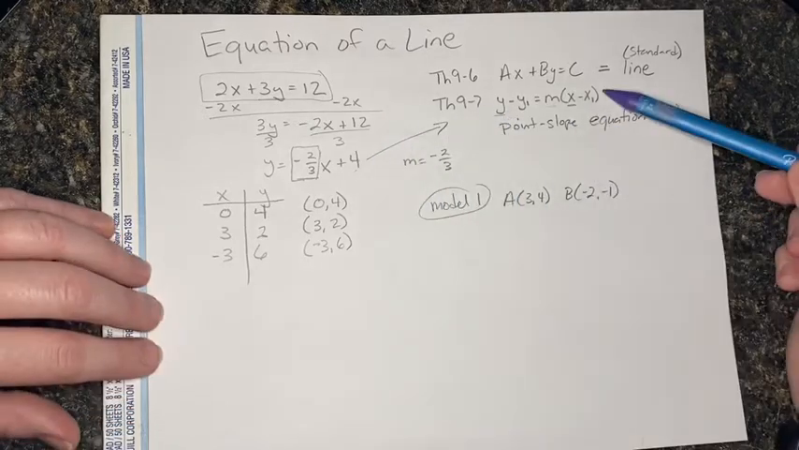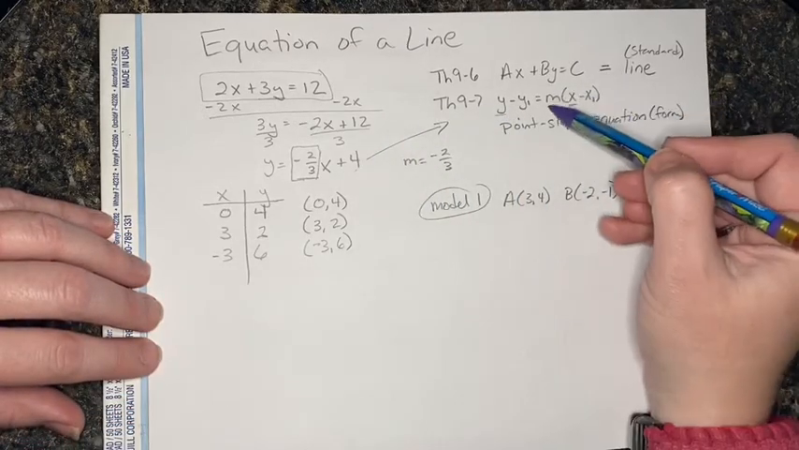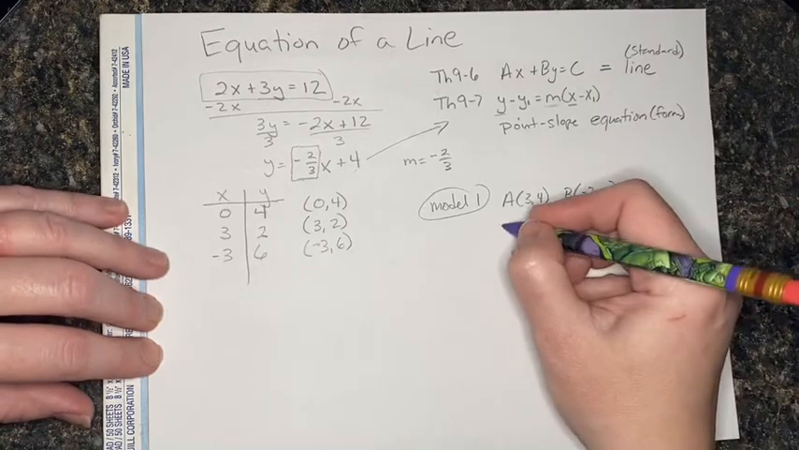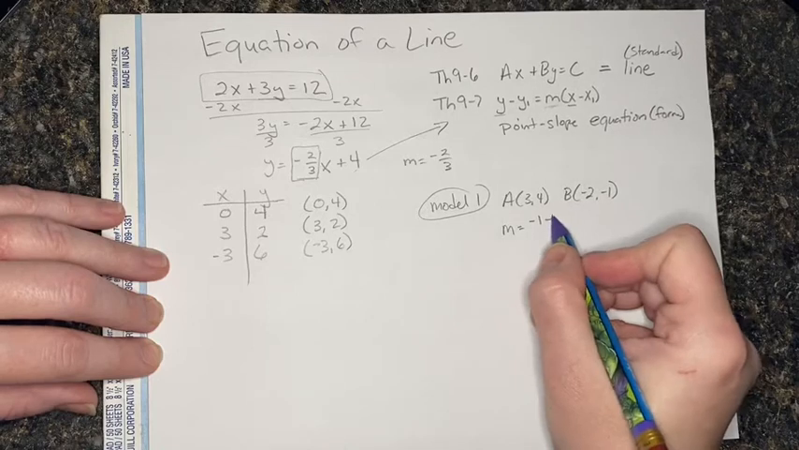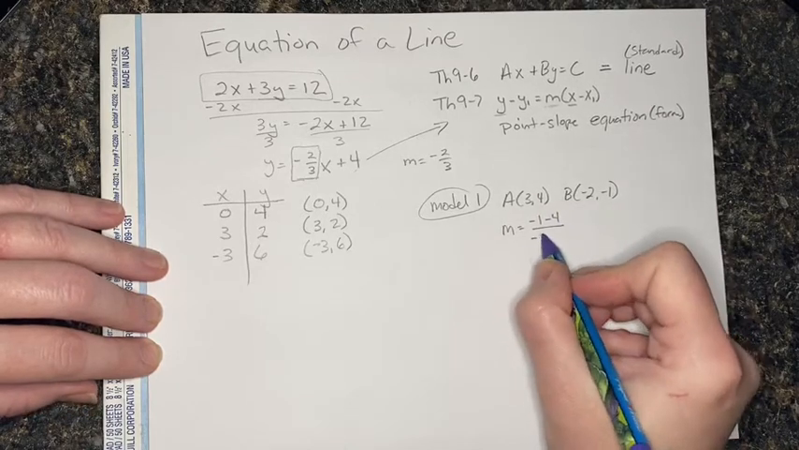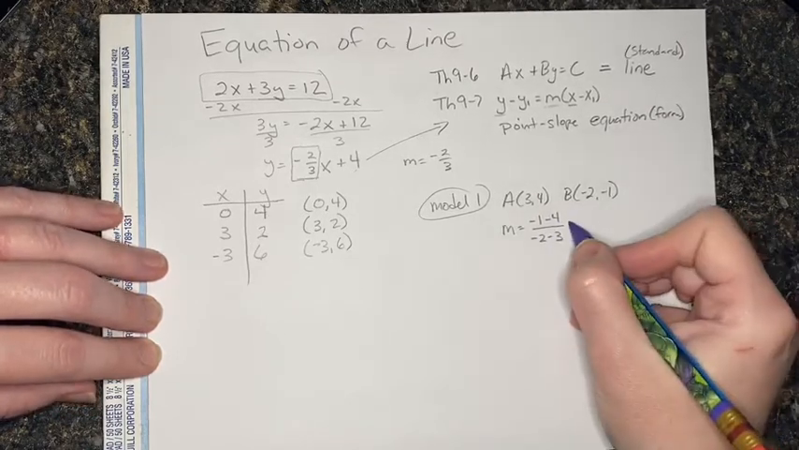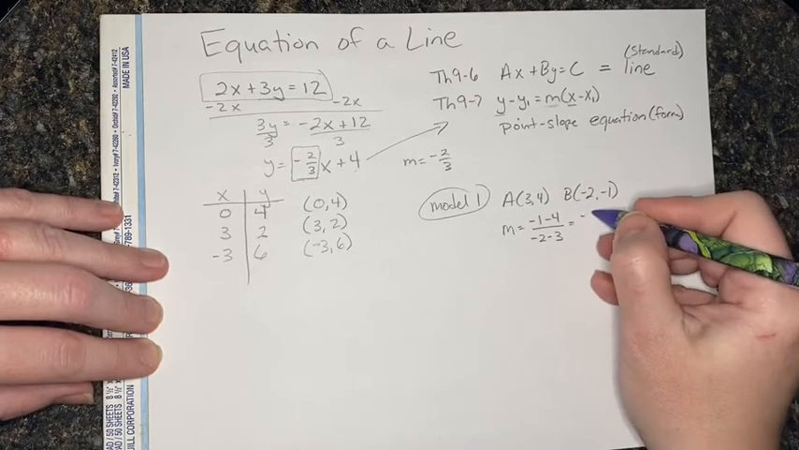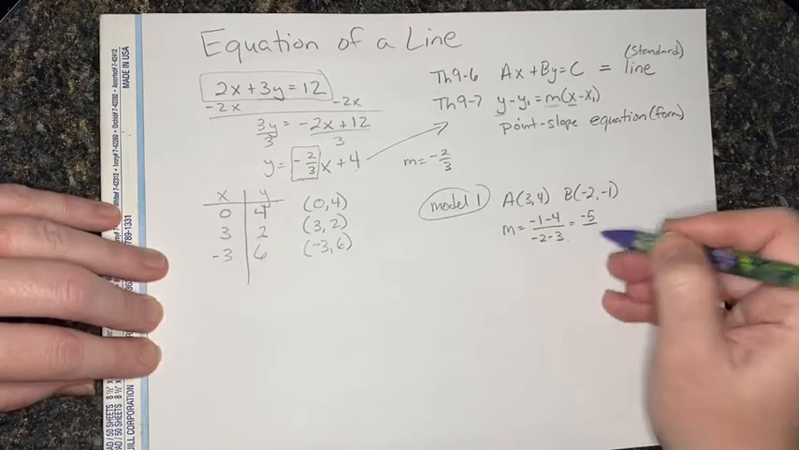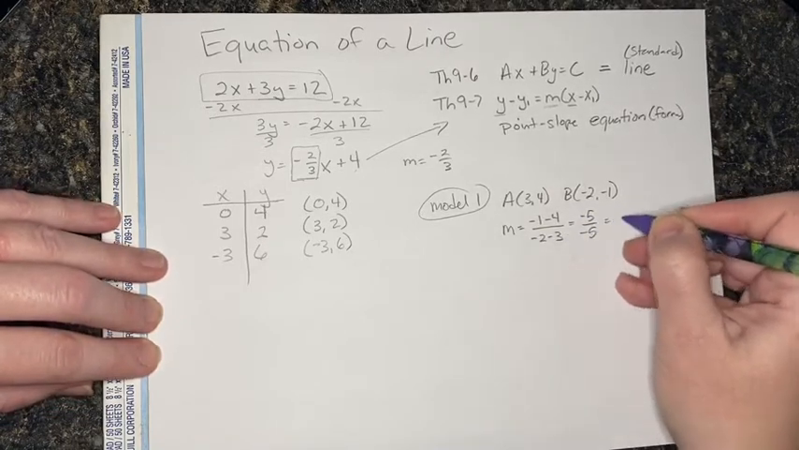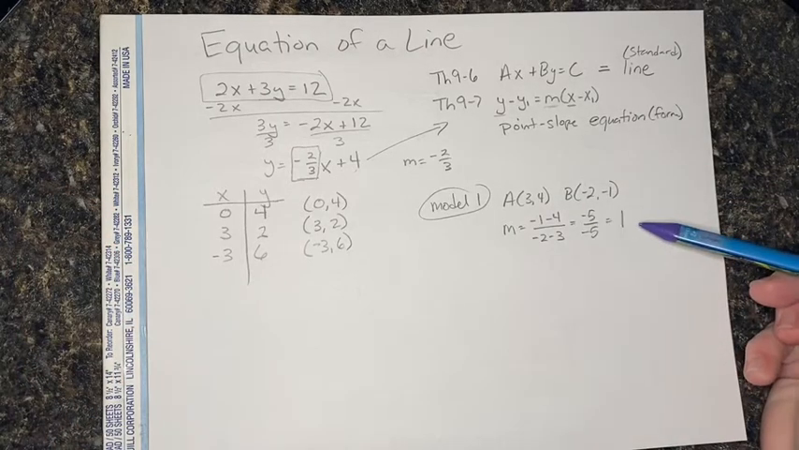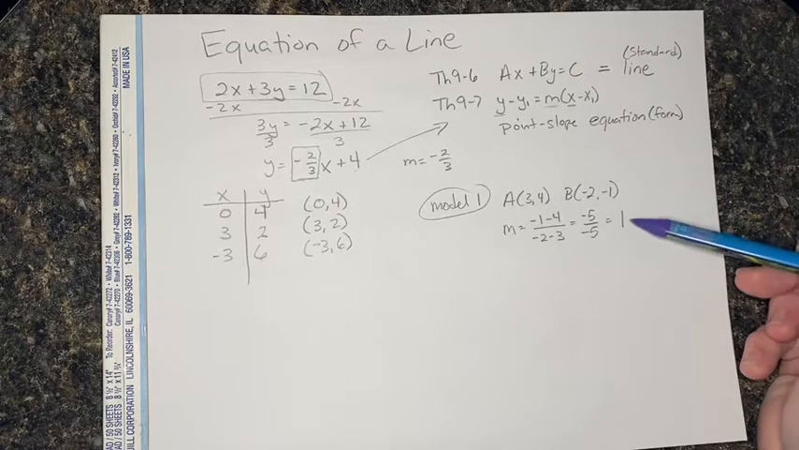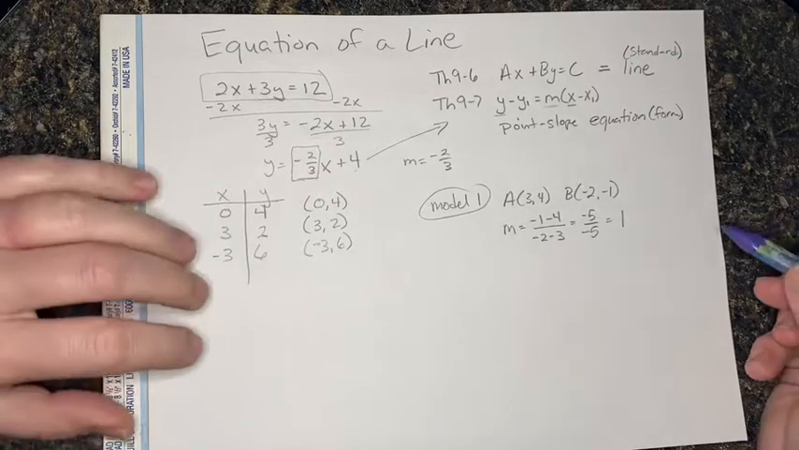Well, for us to use this theorem, first thing we want to do is solve for our slope. Okay, so our slope is going to be equal to negative 1 minus 4 over negative 2 minus 3, right? Negative 1 minus 4 is negative 5. Negative 2 minus 3 is negative 5. And therefore, our slope is a positive 1, right? Negative divided by negative gives us a positive. It's the same number. Our slope is a positive 1.